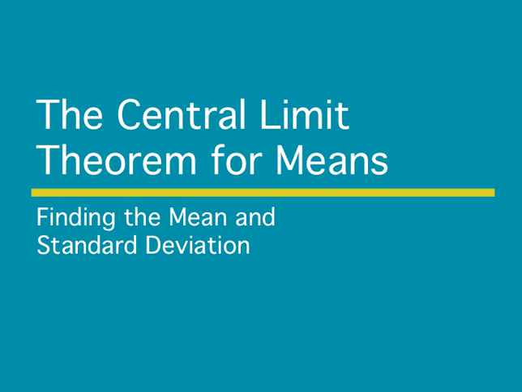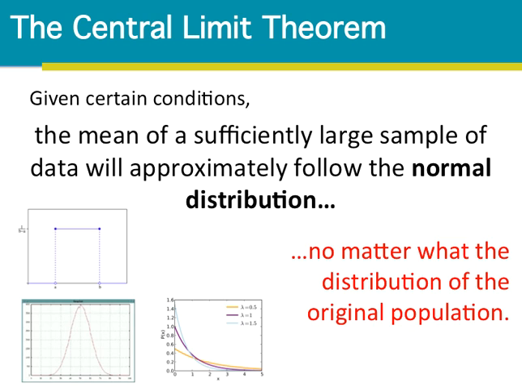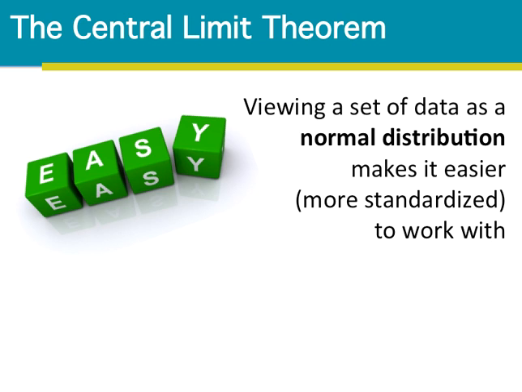Let's explore how to find the mean and standard deviation under the central limit theorem for means. Now recall, the central limit theorem tells us that when given certain conditions, the mean of a sufficiently large sample of data will approximately follow the normal distribution. And this is true no matter what the distribution of the original population was. This is very important because when viewing a set of data as a normal distribution, it's much easier to work with.